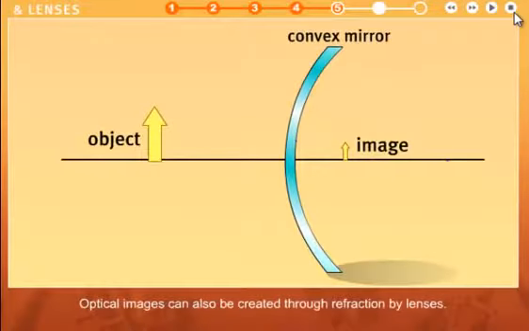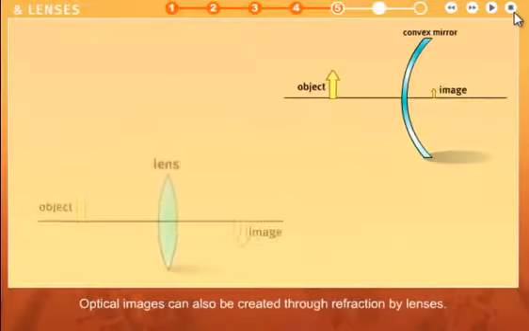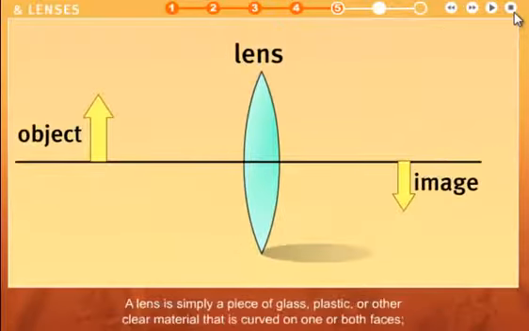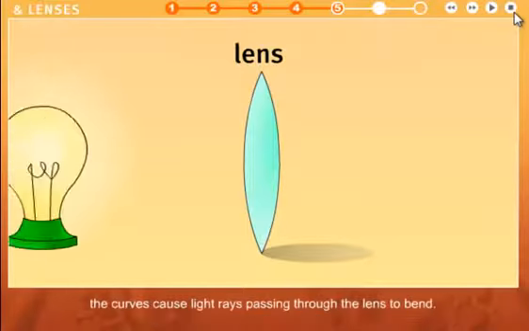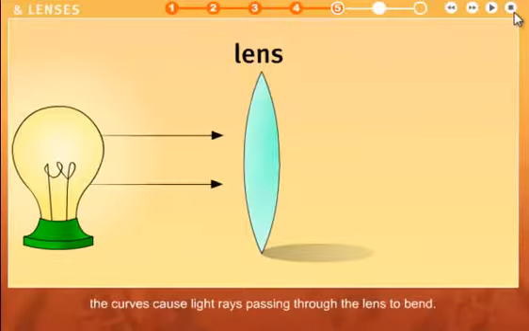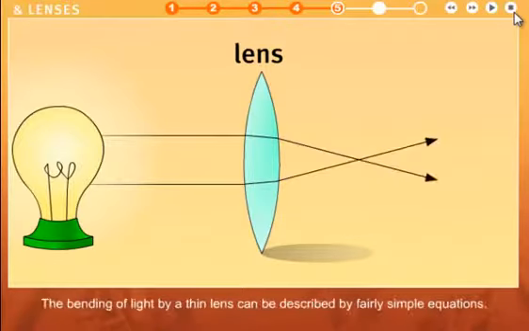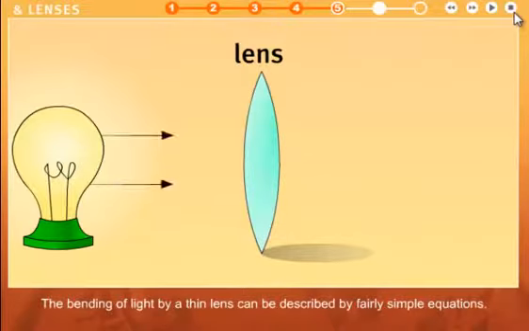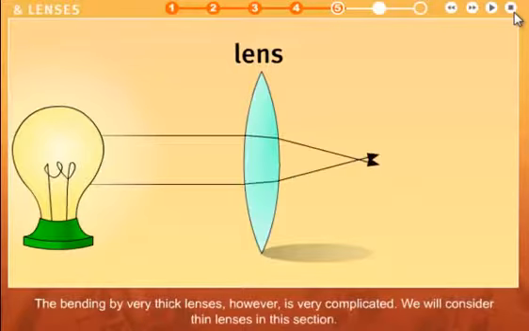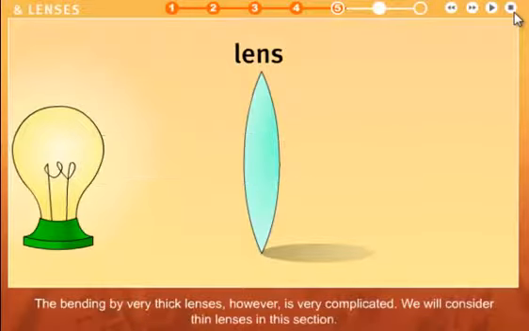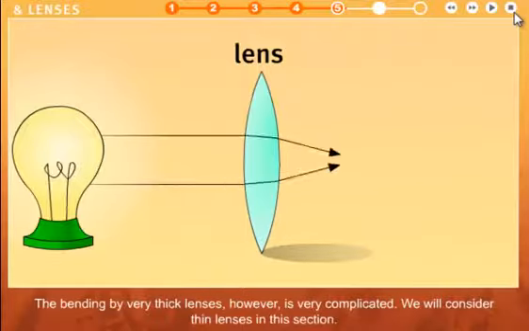Optical images can be formed by the refraction of light through lenses. A lens is simply a piece of glass, plastic, or other clear material that is curved on one or both faces. The curves cause light rays passing through the lens to bend. The bending of light by a thin lens can be described by fairly simple equations. The bending by very thick lenses, however, is very complicated. We will consider thin lenses in this section.